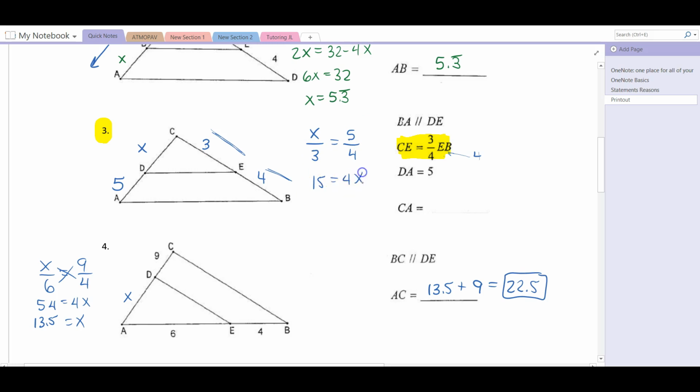This gives me 15 equals 4x. We're then going to solve, and I believe that is a decimal, 3.75. That is the length of CD, which is not what they were asking. They were asking what the length of CA was. So CA is just going to be 3.75 plus 5. That gives us a grand total of 8.75 for number 3.